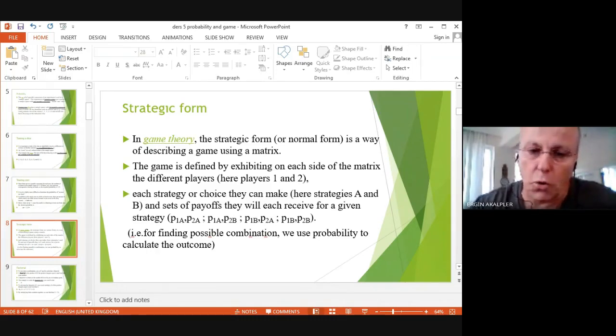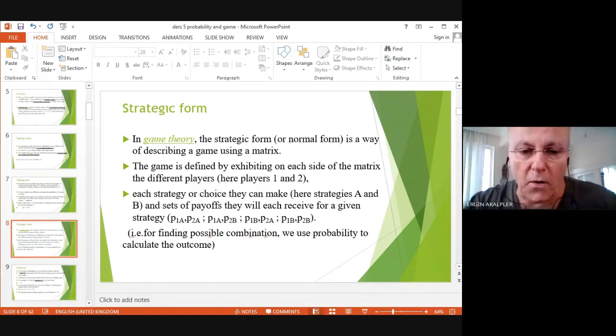Therefore, each strategy or choice can give us an option for determining between A and B, and the set of payoffs will then be realized between player 1A and player 2A, or player 1A and player 2B, or player 1B and player 2A, and player 1B and player 2B. Therefore, 4 different combinations can be realized if you are considering this game on the game tree, and also on the payoff matrix.